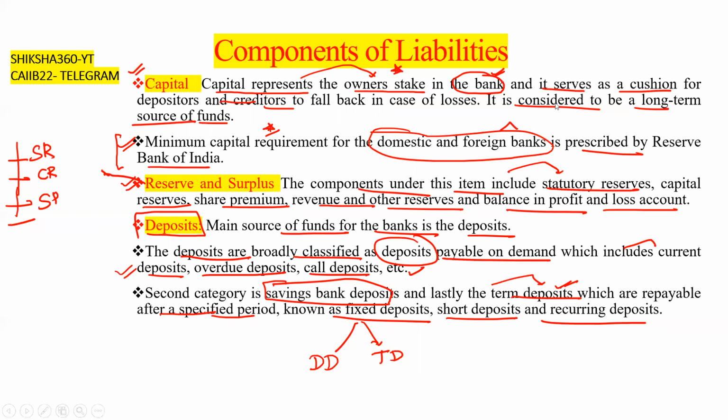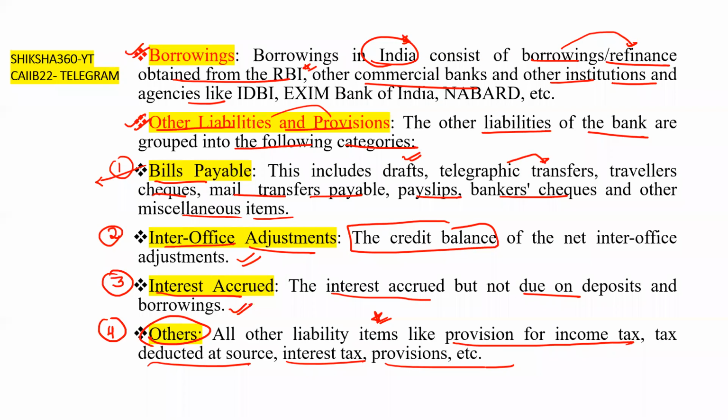Under deposits we have discussed current deposits, saving deposits and term deposits. After that we discussed the borrowings, and in the last we discussed the other liabilities and provisions, that is bills payable, inter-office adjustments, interest accrued and the others, clear. So I request all of you, please revise these things.